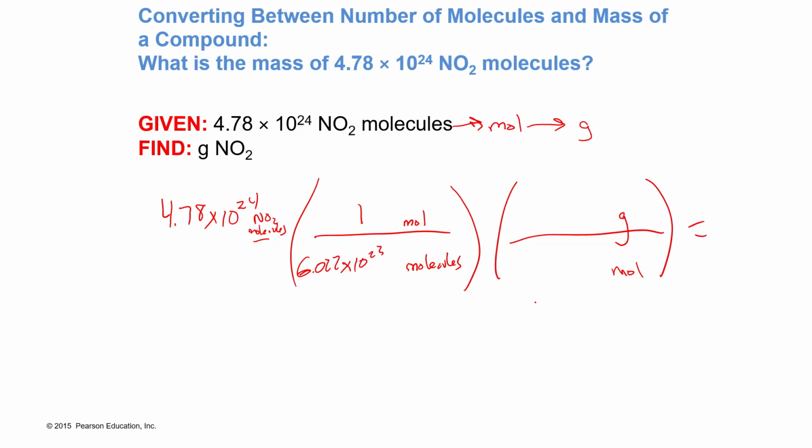And what's our conversion factor here? Well, if we want to look at mass, 1 mole is equal to the calculated mass from the periodic table. So now we've got to calculate what that mass is. N, there's 1 N, and nitrogen is 14 grams. Oxygen, there's 2 oxygen in NO2. So we're going to do 2 times 16, and add these up. So that's 1 times 14 plus 2 times 16, and we get 46 grams.